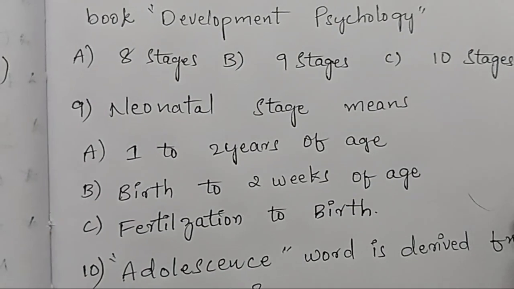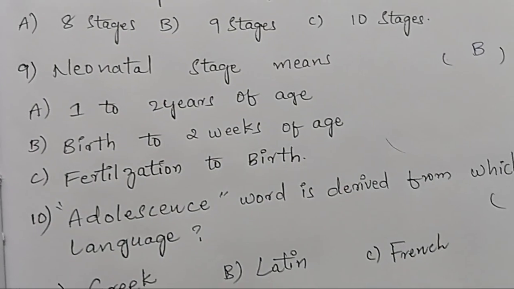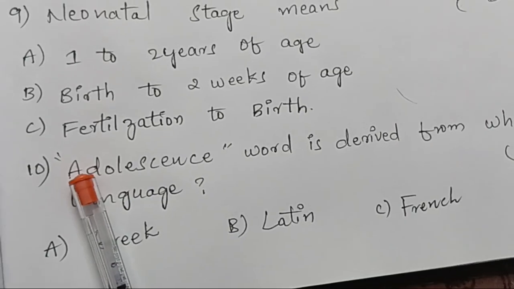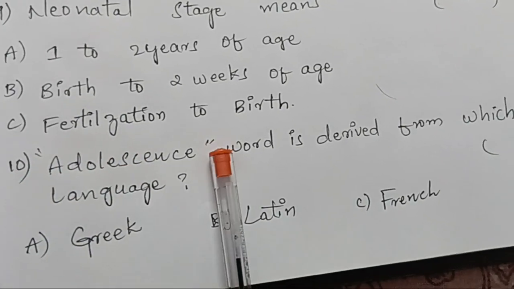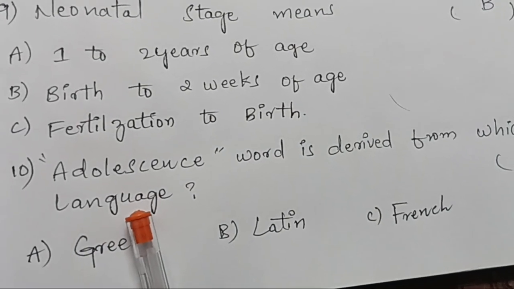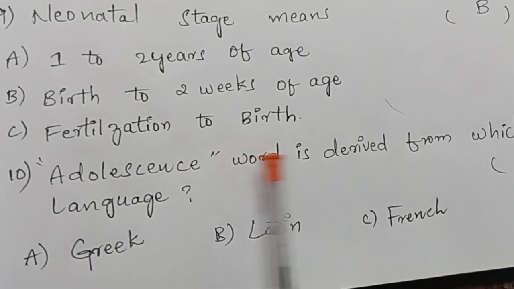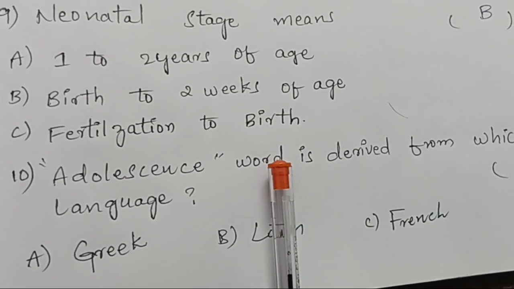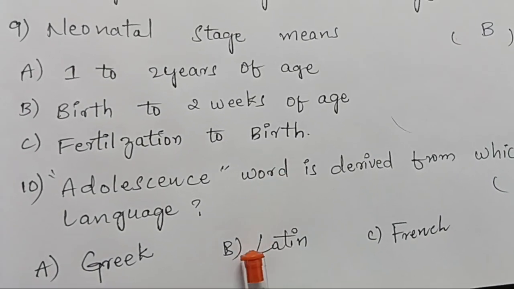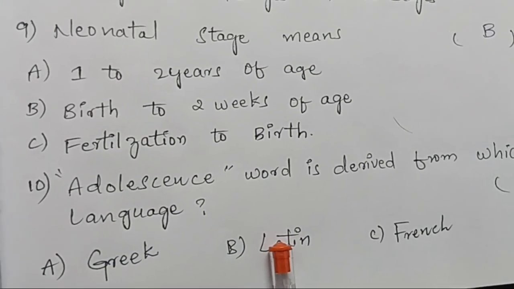Option B. Option B is the correct answer. Let us see next question. So, the word adolescence is derived from which language? Adolescence is an English word which, as we all know, is derived from option B, Latin language.